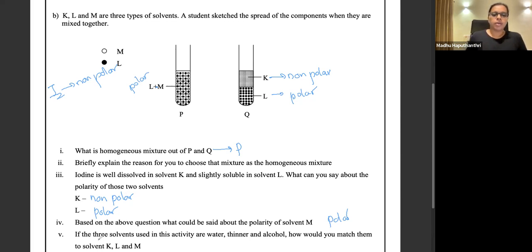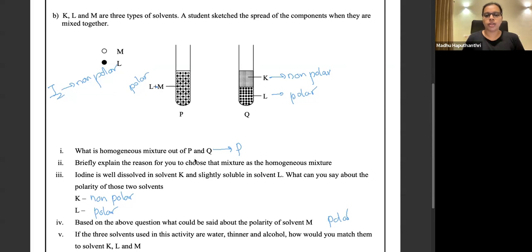Right. Then I'm asking, if the three solvents used in this activity are water, thinner, and alcohol, how would you match them to solvent K, L, and M? How do you match it? Now we'll start from L and M. L and M, both of them are polar. Right? Both of them are polar.